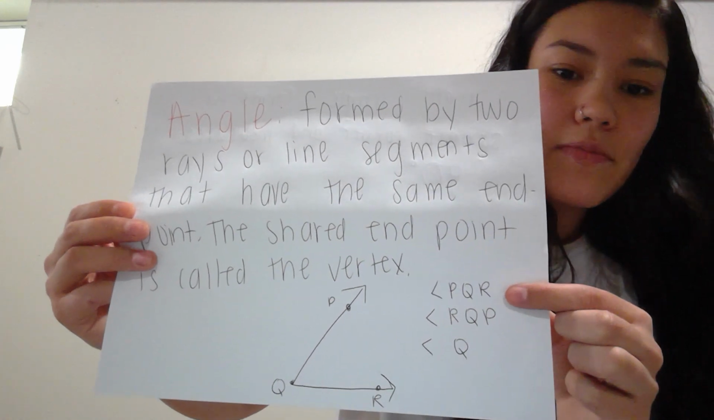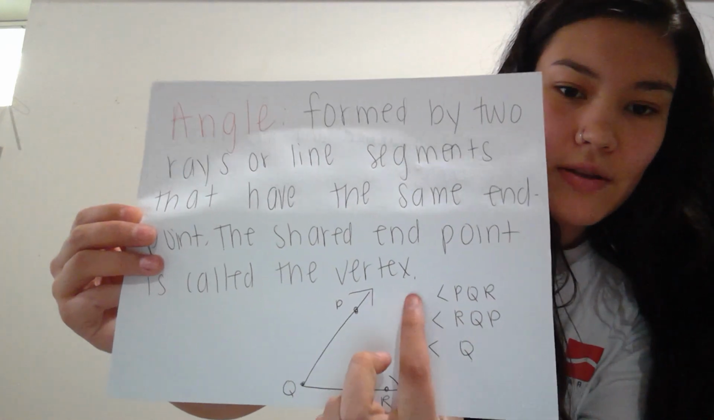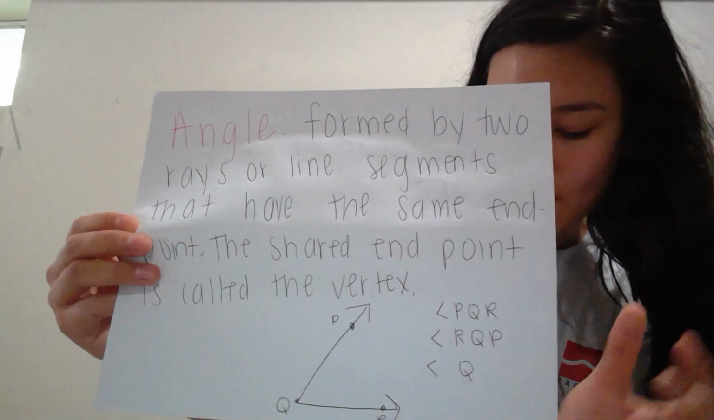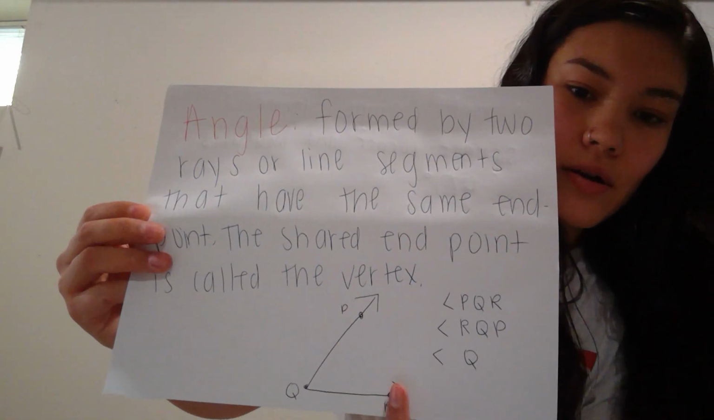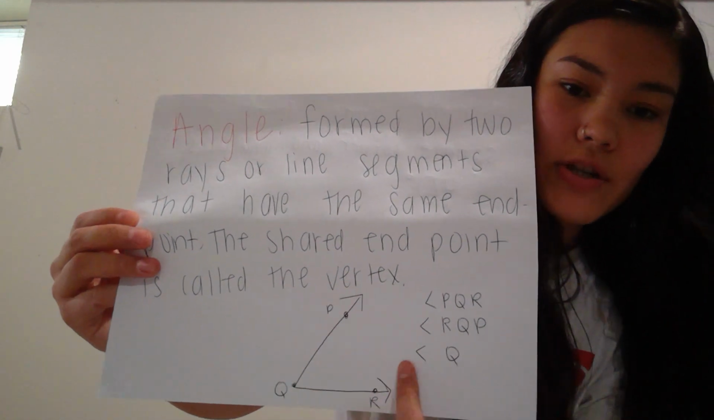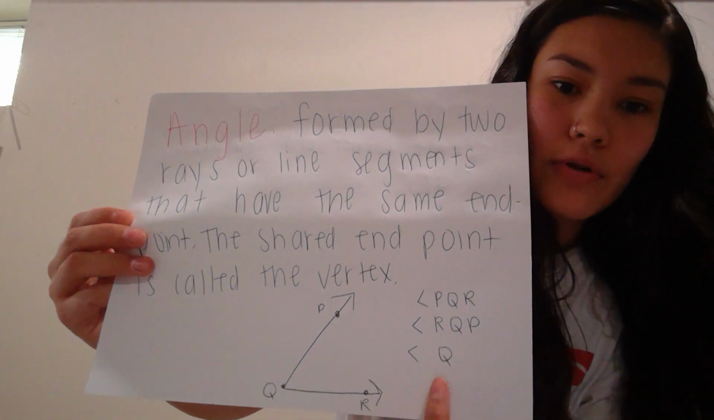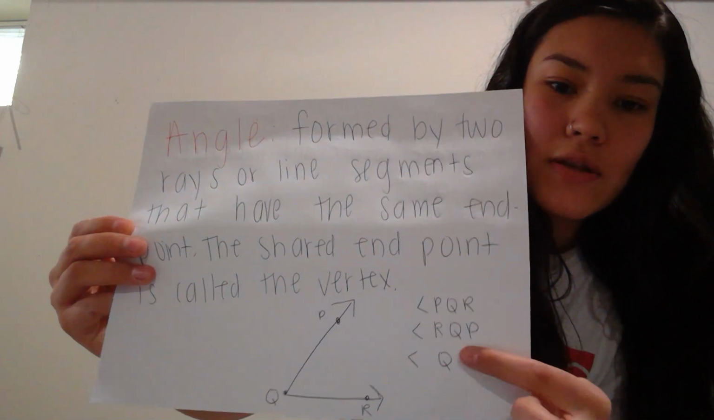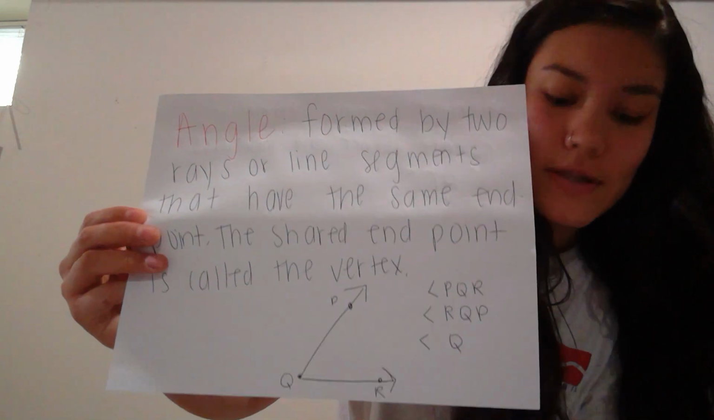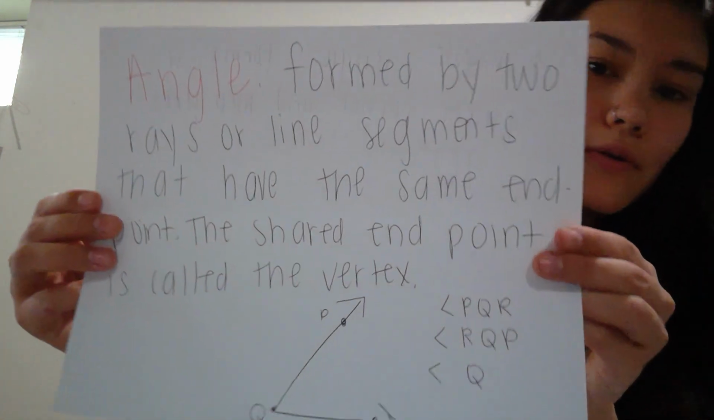Okay, so then when you're naming angles, you put this angle symbol right here, and then you can write PQR, RQP, or you can just write the vertex and name it angle Q. The most important thing is if you do name all these points, the vertex always has to be in the middle. I'm going to put these up so we can review them later.